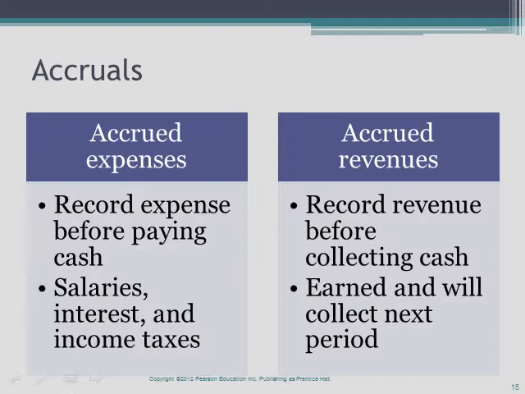An accrued revenue is a revenue that the business has earned and will collect next year. The adjustment debits a receivable and credits a revenue. For example, accrual of interest revenue debits interest receivable and credits interest revenue.